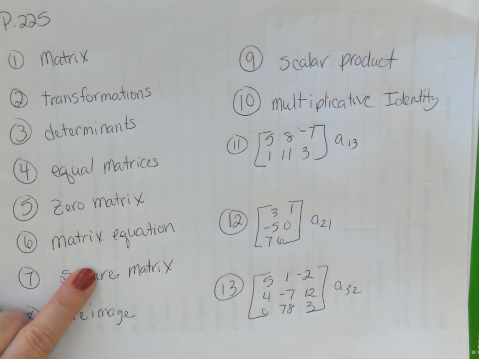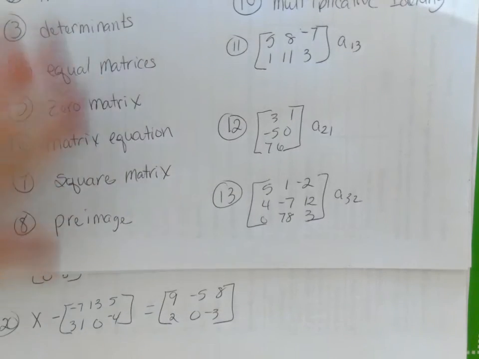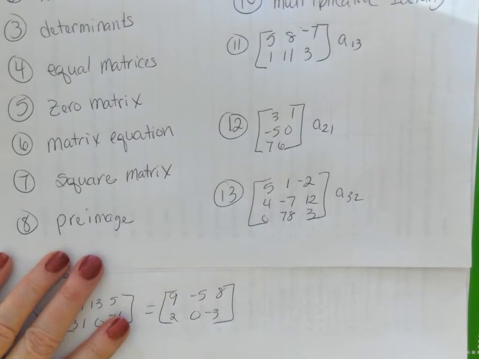A blank consists of a coefficient matrix, a variable matrix, and it's a matrix equation. Number 7, an n by n matrix is called a square matrix. Number 8, the image of a figure is a transformation of the pre-image.